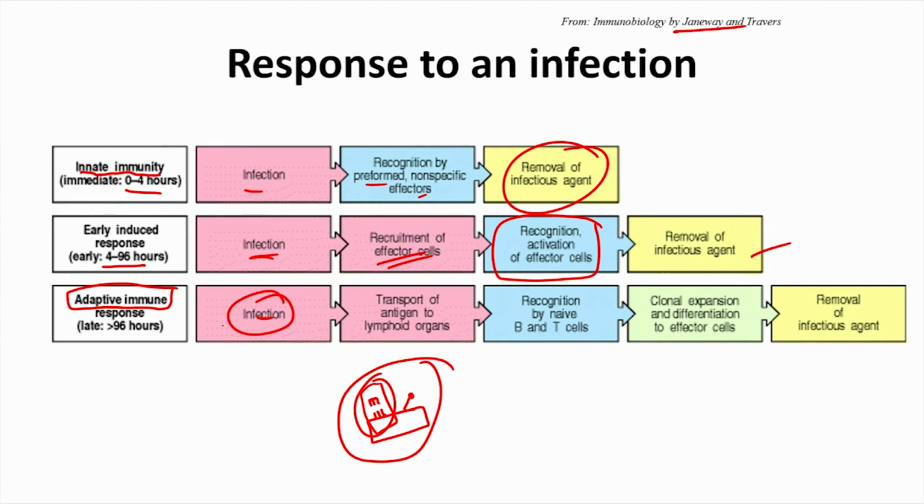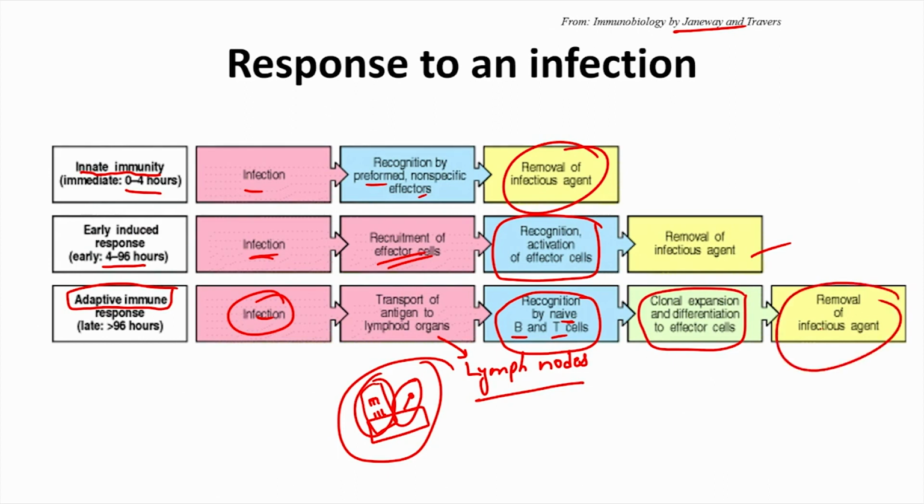So, there is infection. Now, you are transporting all these new antigens that the body is seeing to lymphoid organs, one of them being lymph nodes. And at the lymph nodes are specialized cells like B cells and T cells, which are initially naive, which means that they are not exposed to any foreign pathogen before this exposure. They are recognizing these things, and we will discuss how they do that. They will then expand, and once they expand, they are capable of handling this, and then the removal of the infectious agent is taking place.